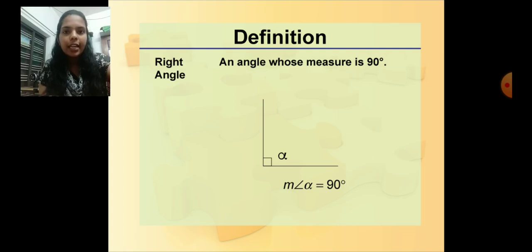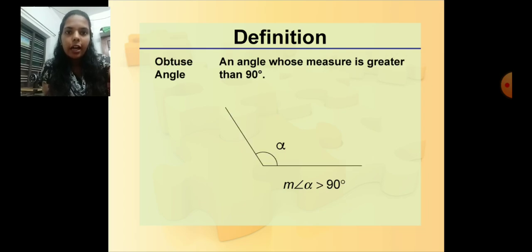The second type is right angle. An angle whose measure is exactly 90 degrees is called a right angle. In the slide I show the picture, isn't it? The angle which is exactly 90 degrees looks like a straight line from the center. It is called 90 degrees. This is the second type.